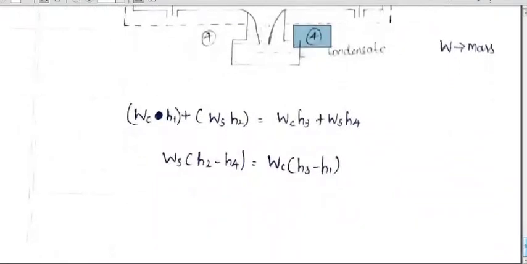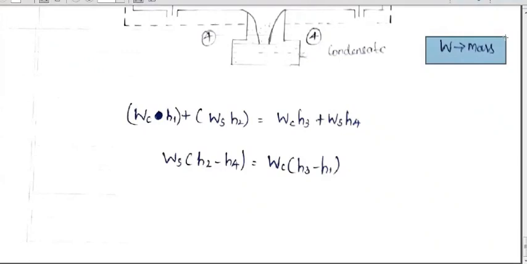We can write the equation with the help of the basic law: total energy entering the system is equal to total energy leaving the system. Here, what is the energy entering the system? W is mentioning a mass, so we can write either small m or small w. Please don't forget this: capital W is work done, so it is not capital W, it is small w.